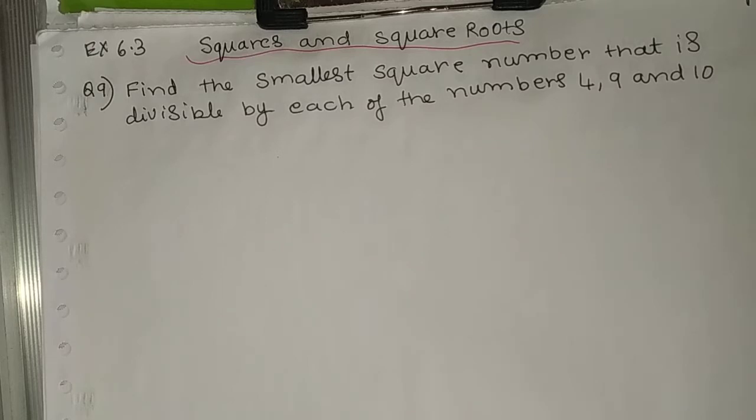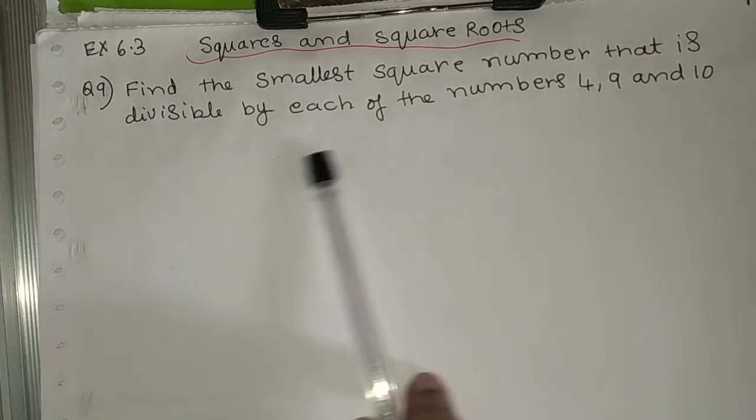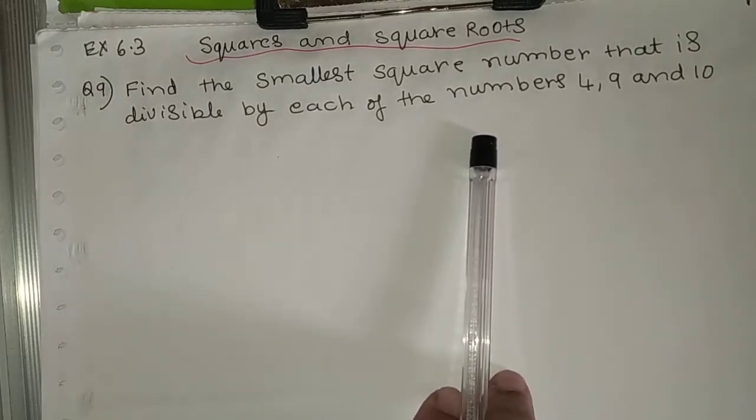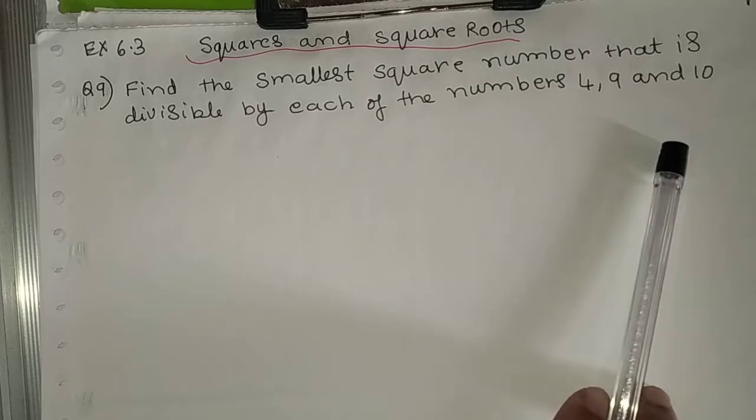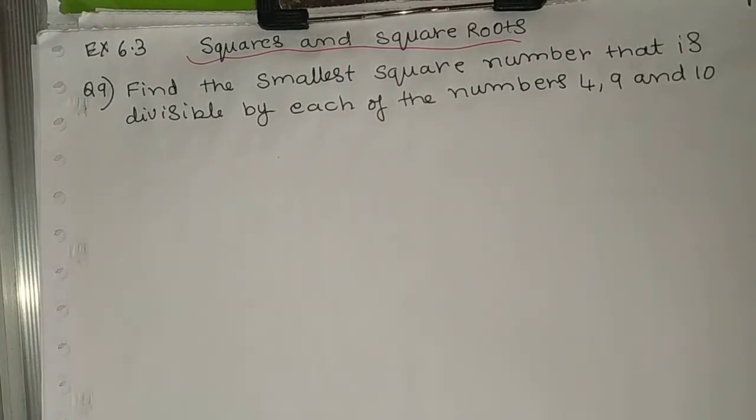Chapter 6, exercise 6.3. Here the question: find the smallest square number that is divisible by each of the numbers 4, 9, 10. So we'll see what the solution is.